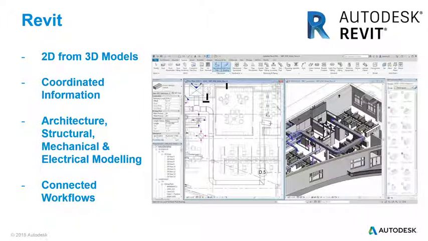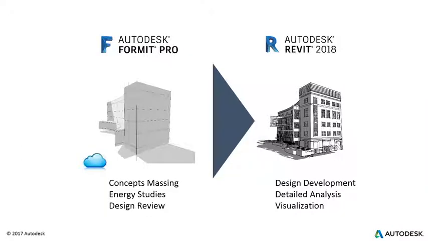So looking at the benefits of Revit, just to give it some context, and this is our main primary BIM authoring tool, we can pull 2D and 3D models from Revit. It's coordinated information between your drawings and your 3D model, all linked, and when one change occurs, it happens within your drawing or within your 3D model as well. And you have full access to architecture, structural, mechanical, and electrical modeling tools within the full version of Revit. And this is included in the AEC collection also. And it also enables more connected workflows as well. And that's what I will show today within the AEC collection.